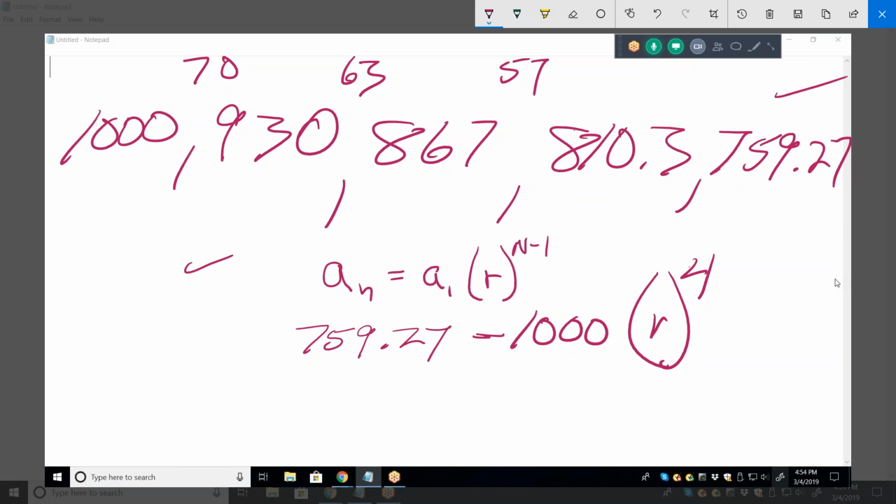But this is as long as the ratio of the second term divided by the first term is the same as the ratio of the third term divided by the second term, which is the same as the fourth term divided by the third term, and in this case they all appear to be 0.93. So r is definitely 0.93. And if I put that in there, you can prove it. Take 0.93 to the fourth power.